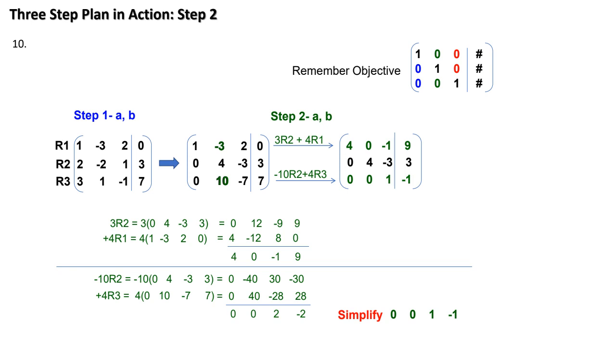But what I want in this new second column, I want a 0 here where that negative 3 is, and I want a 0 here where that 10 is. So again, he writes the syntax here to get rid of those. This is his scratch work, and when you simplify, you get these values: 4, 0, negative 1, 9, 0, 0, 1, negative 1. Okay? And then I move on.